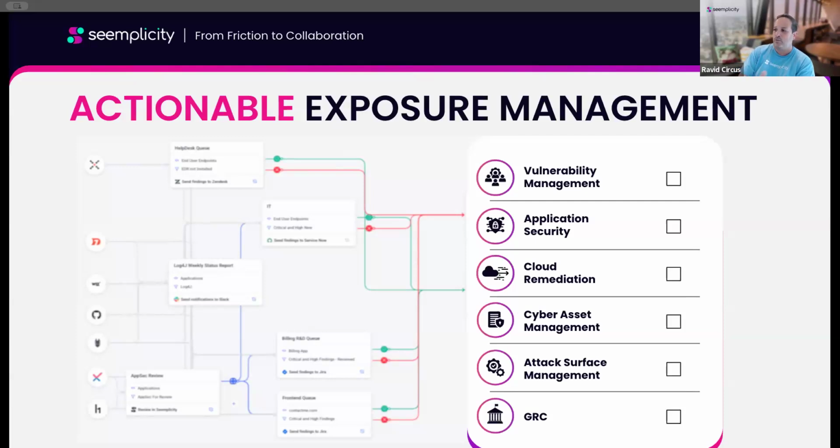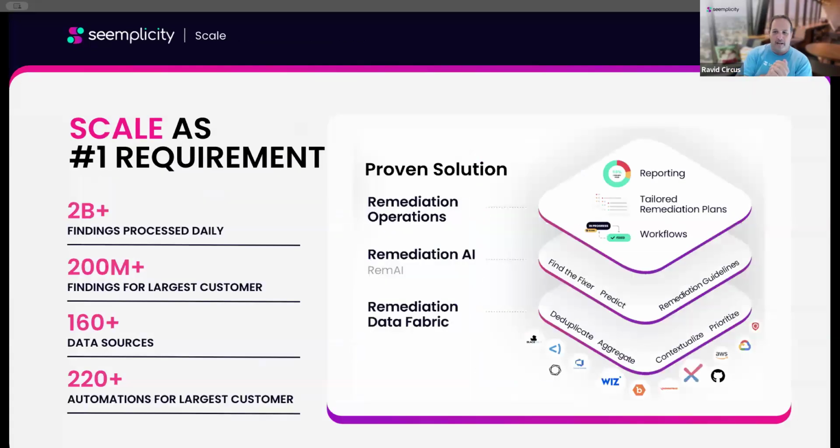And when we started to work with our customers, there are a few things that we have realized. The first one that we realized is that scale was the number one requirement.